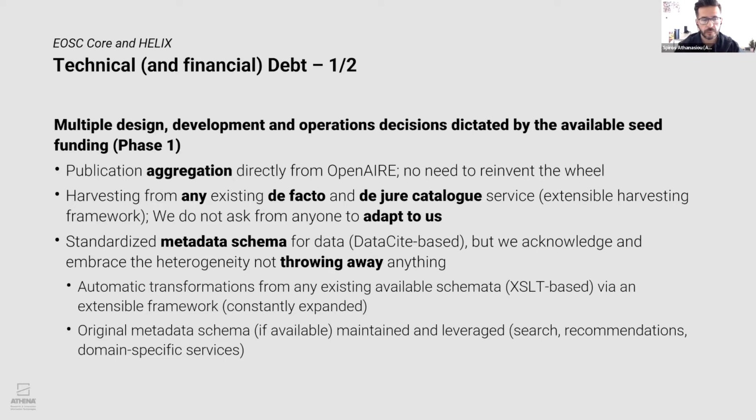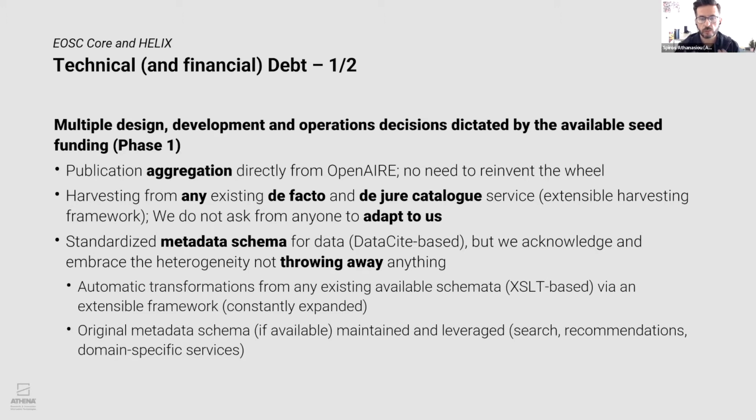For example, the publication aggregation is done directly from OpenAIRE. There was no need to reinvent the wheel, so we just took it and reused it. We harvest from any existing de facto and de jure catalog services data via an extensible harvesting framework. And it is important because we have not asked from any user, any thematic RI, any community to adapt to us. It always goes the other way around.